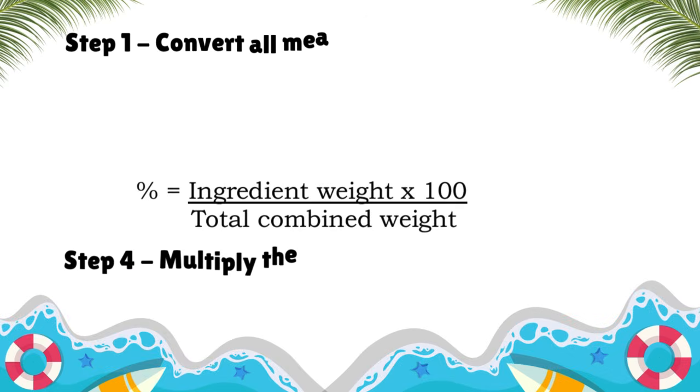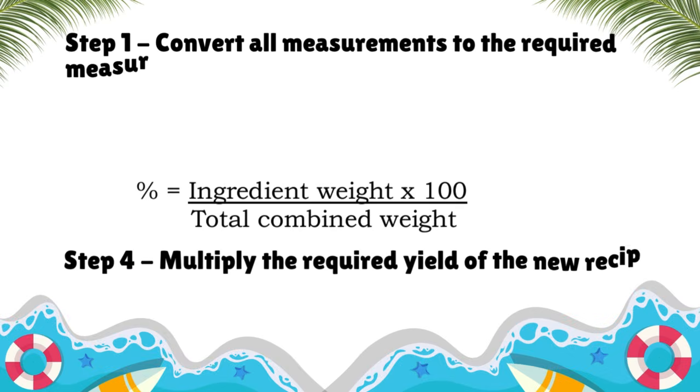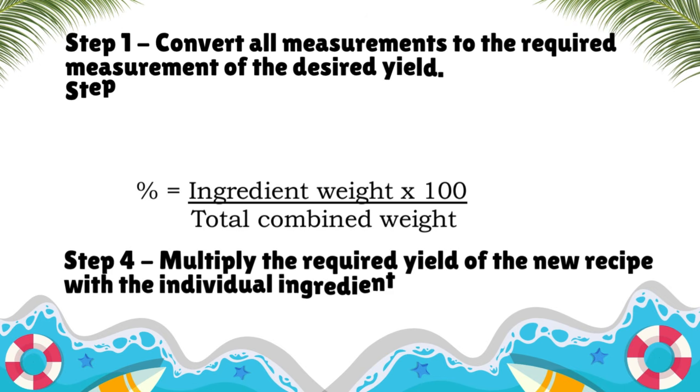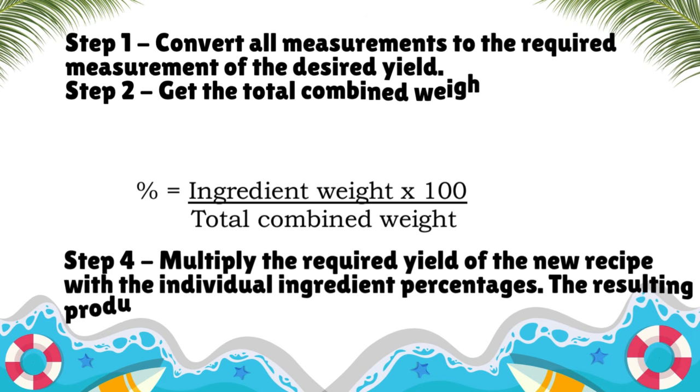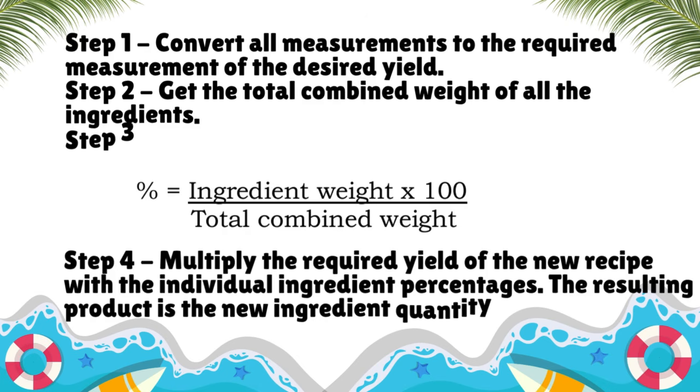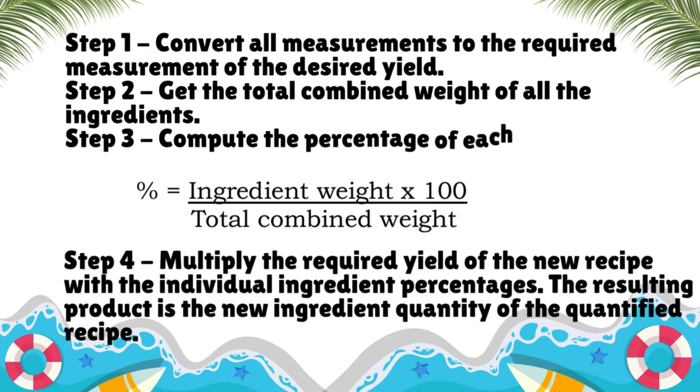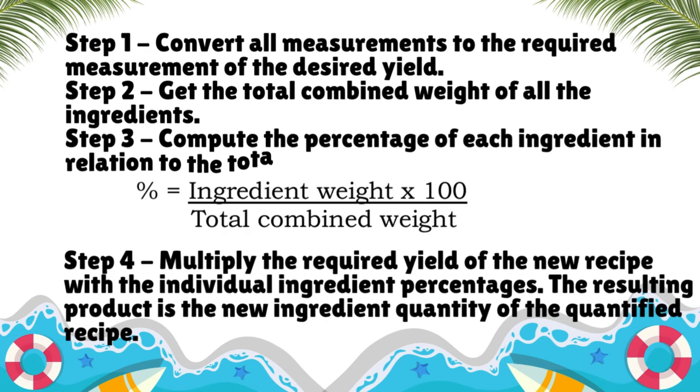Step 1. Convert all measurements to the required measurement of the desired yield. Step 2. Get the total combined weight of all the ingredients. Step 3. Compute the percentage of each ingredient in relation to the total weight. Formula. Ingredient percentage equals ingredient weight divided by total weight times 100. Step 4. Multiply the required yield of the new recipe with the individual ingredient percentages. The resulting product is the new ingredient quantity of the quantified recipe.